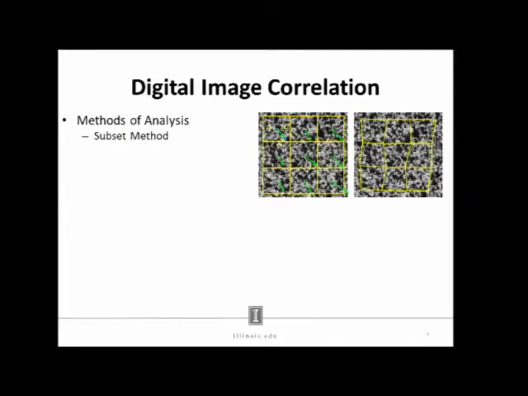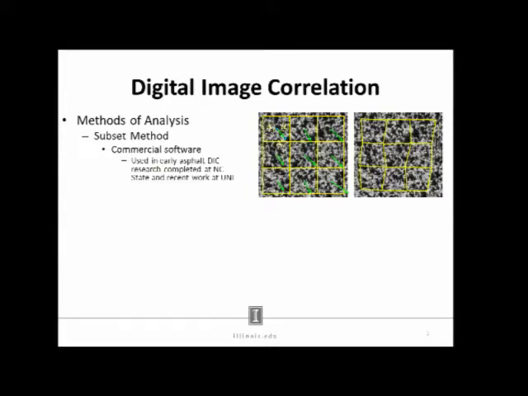In terms of the method of analysis, I'll only describe two different methods. There are multiple methods. In general, in asphalt, we've seen two to three, sometimes four, depending on how much you dig into the literature. Specifically, with the subset method, if you see VIC 2D software or VIC 3D software that was developed in South Carolina, that uses the subset method.